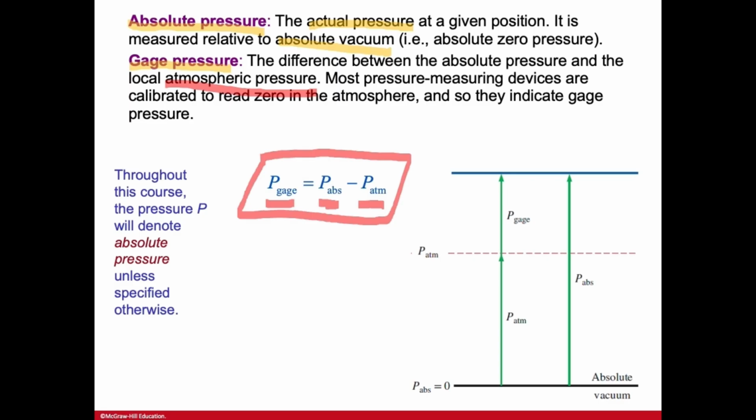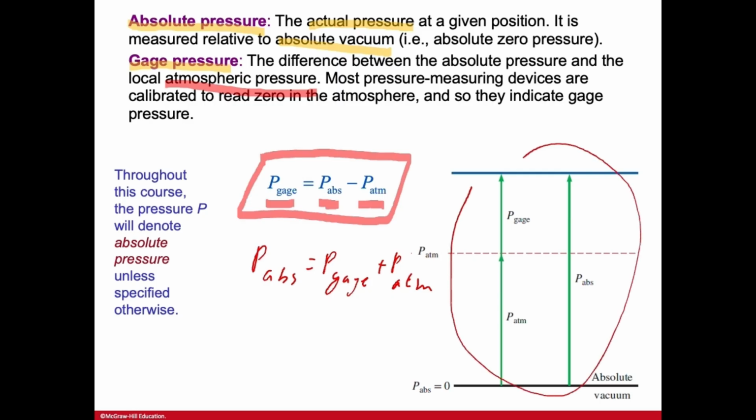The other way of writing it is that the absolute pressure is nothing but gauge pressure plus the atmospheric pressure, right? This kind of plot helps you understand this. The absolute pressure is the complete pressure that accounts for the atmospheric pressure plus the gauge pressure, which is related to the atmosphere. If you add this up, what you get is the absolute pressure in relation to vacuum.